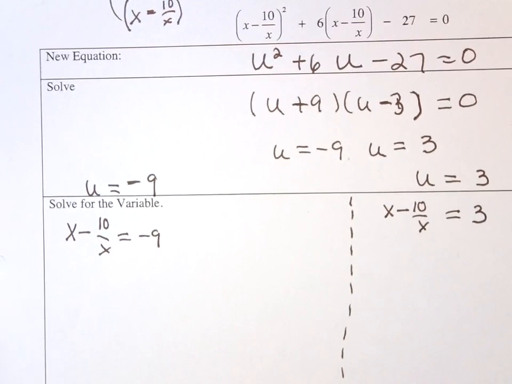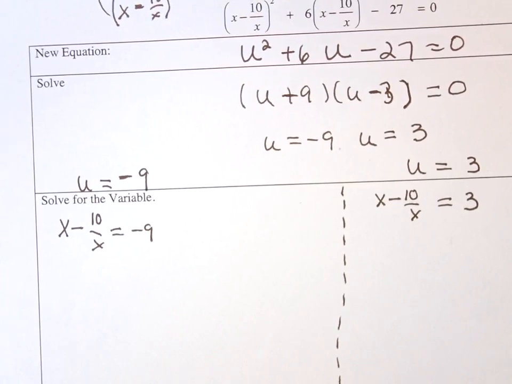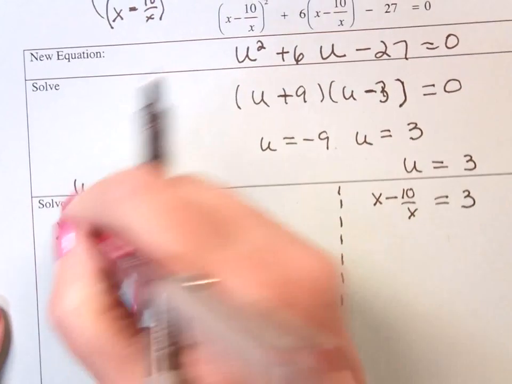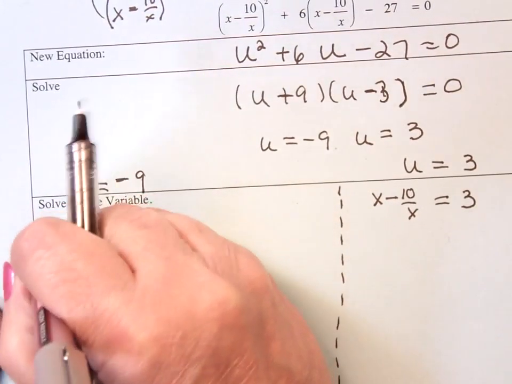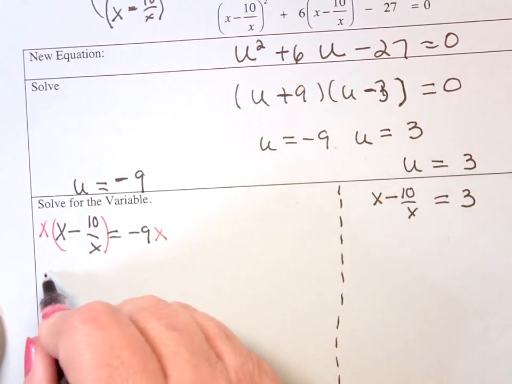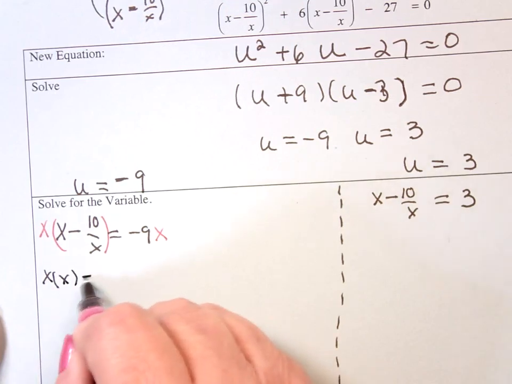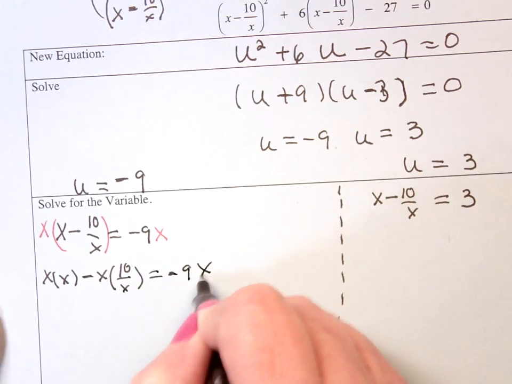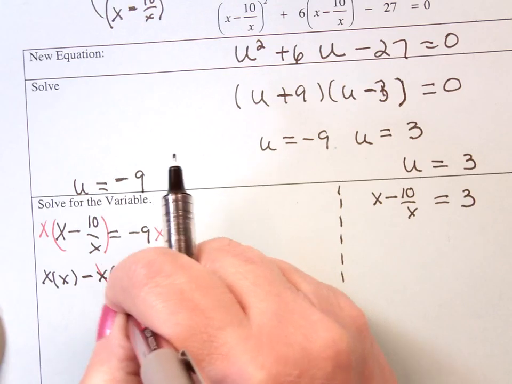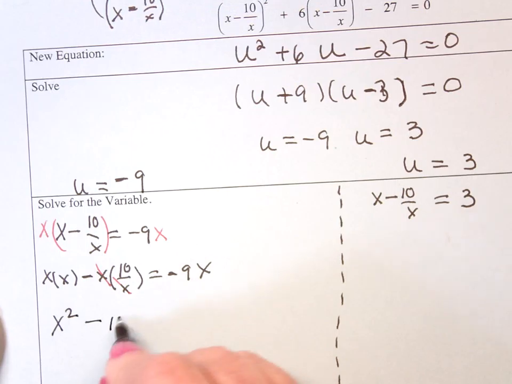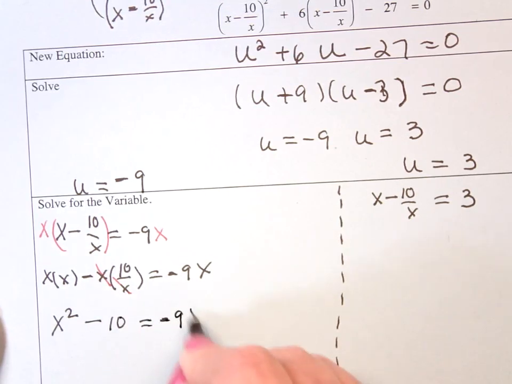Now this gives you a little review of the stuff that we didn't cover that is part of the extra credit stuff. Now this is just a rational equation, so you're going to clear the fraction and multiply both sides by the common denominator, which is x. So in this instance, you're going to have x times x minus x times 10 over x equals minus 9x. You notice here the x's reduce out. So you get that x squared minus 10 equals minus 9x.